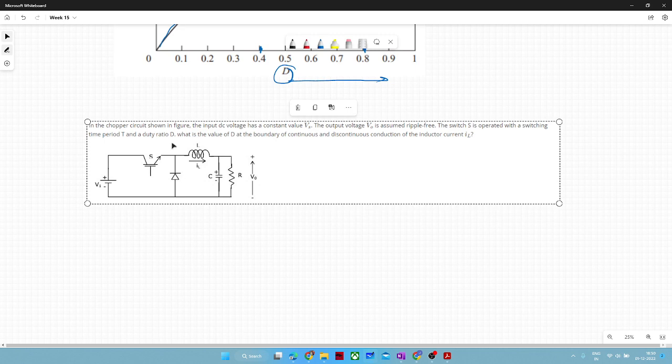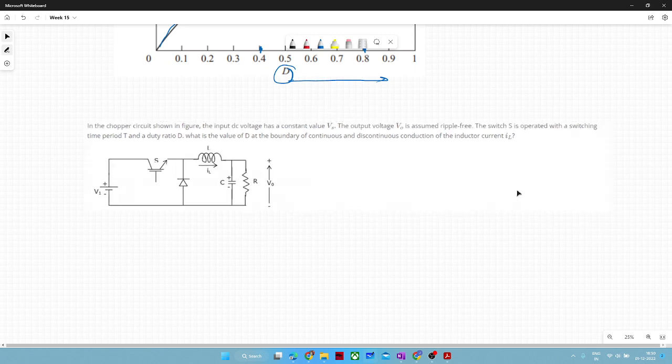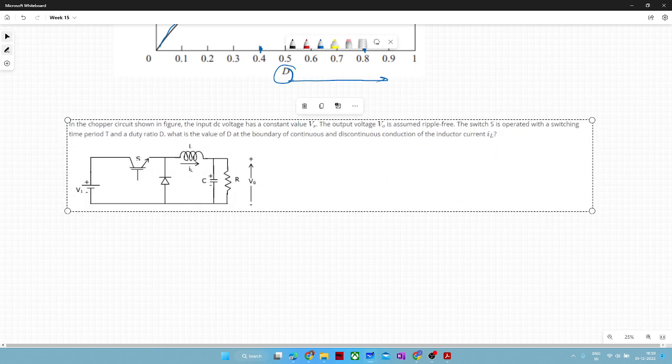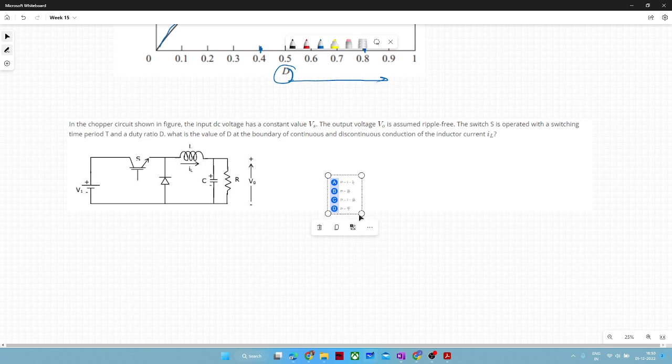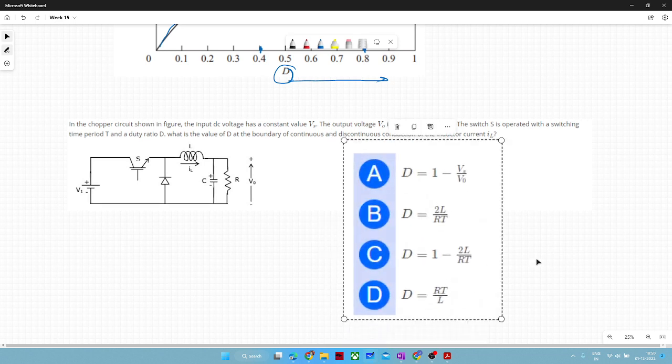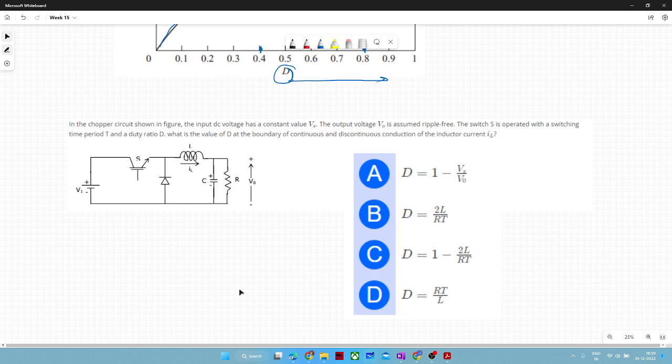So they asked like this, this is the chopper circuit. Just read it for a bit. I am providing the options that they gave. So these are the options here, and they just asked what will be the value of D in terms of whatever parameters are given in this problem, to get the converter at the boundary of continuous and discontinuous conduction. Okay.